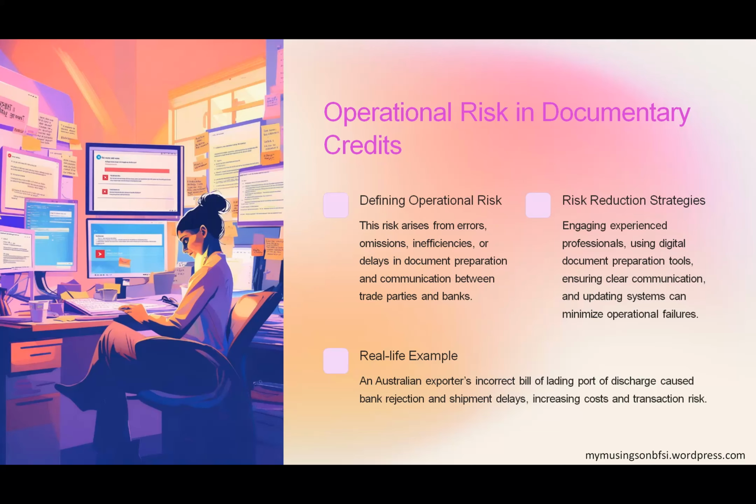For example, you have an exporter in Australia submitting a bill of lading that has an incorrect port of discharge. Then the importer may not be willing to take that BL because the port of discharge is wrong. It is not coming to the place that he wanted. This will cause delays and costs.